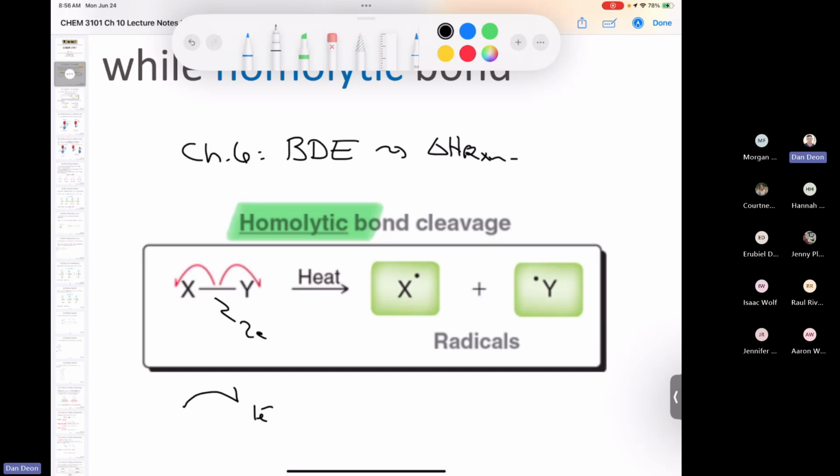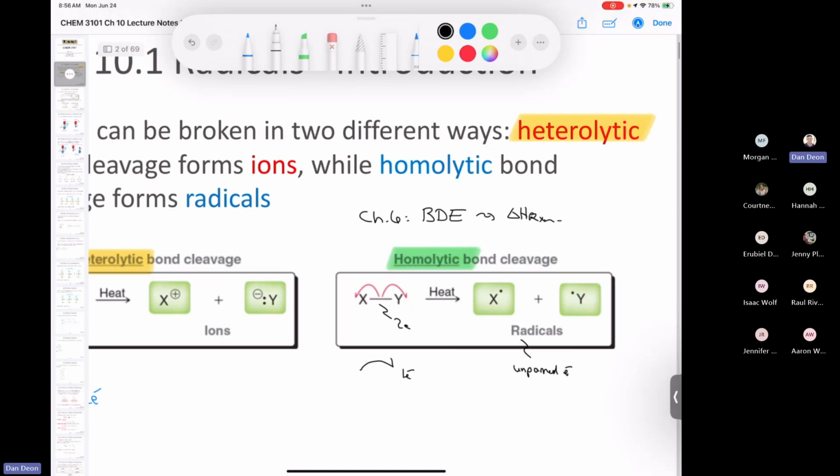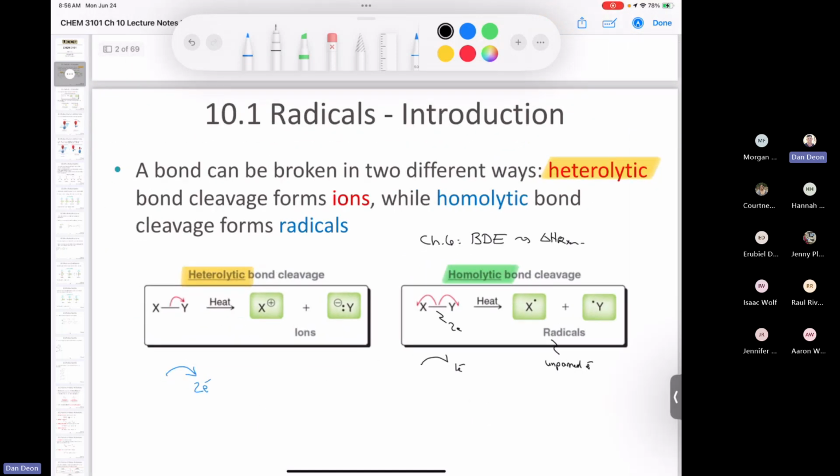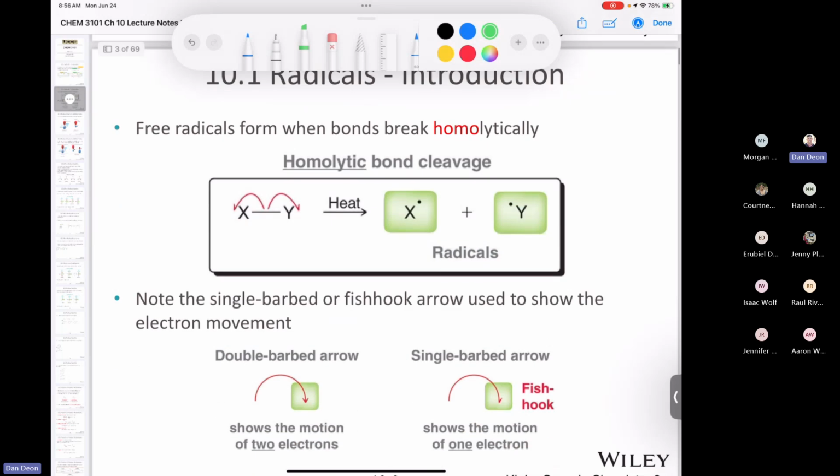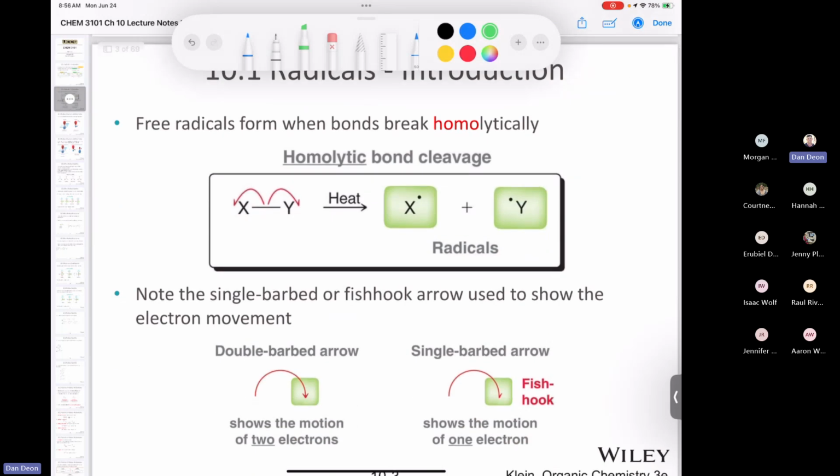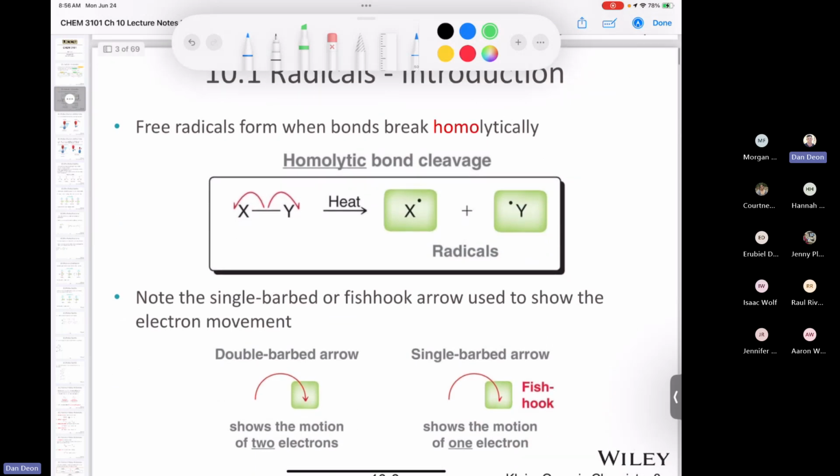And when you have an unpaired electron, we call it a radical. So, unpaired electron, we end up with a radical. So you see that when we look at bond dissociation energies, we're talking about homolytic bond cleavages, which result in a pair of radicals. So let's see here a little more about these fishhook arrows. It's not just a name I made up. This is actually what we call them. We actually call them fishhook arrows.